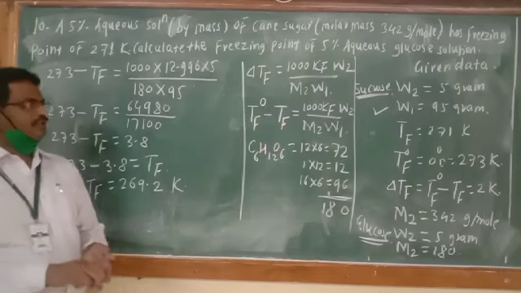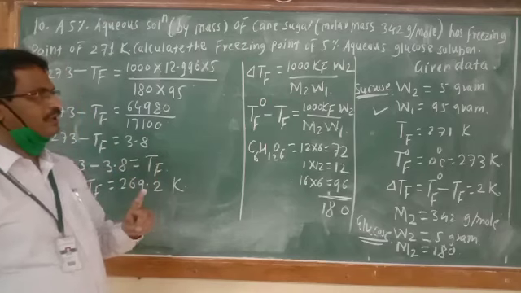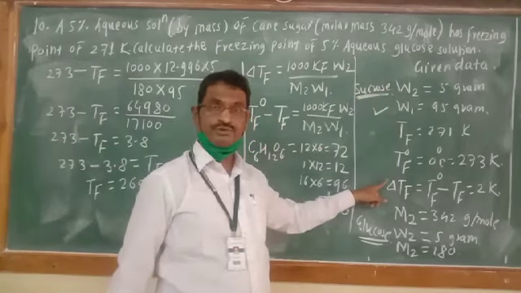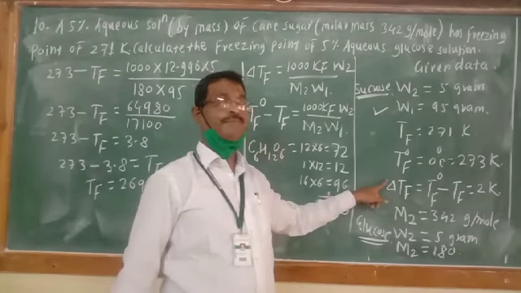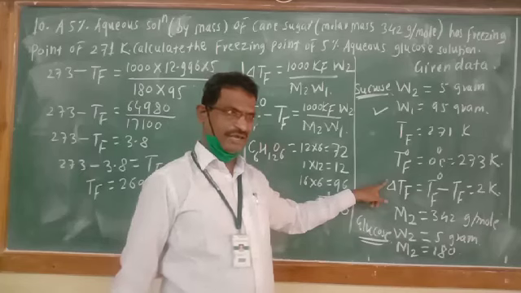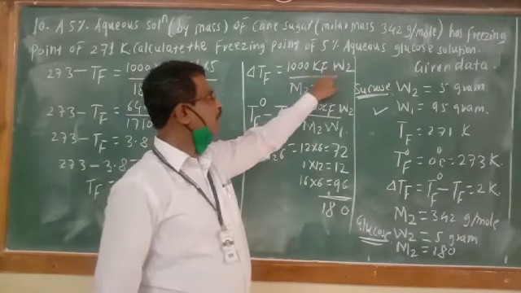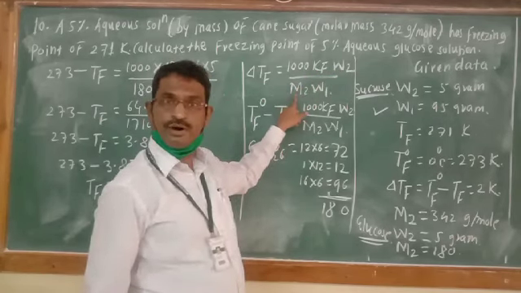See over here, this is a problem we have to solve in 2 steps. In the first step, using this data of sucrose, cane sugar means sucrose, we have to calculate the value of the molar depression constant Kf. After getting the value of Kf, now W2 and M2 we have to use for glucose.